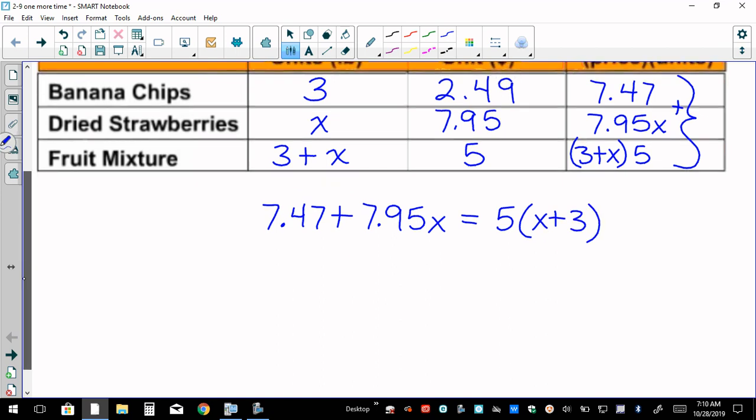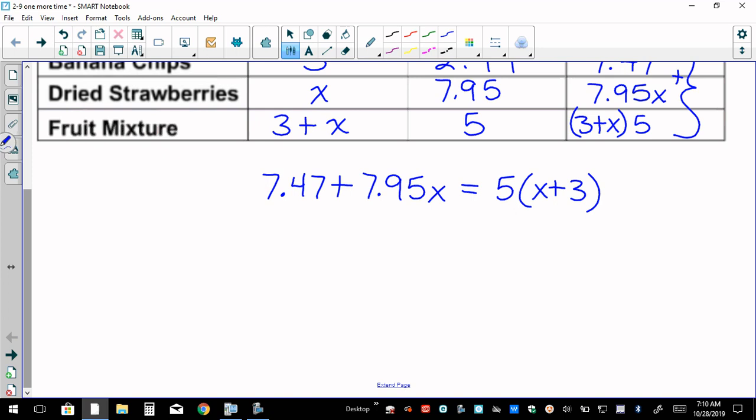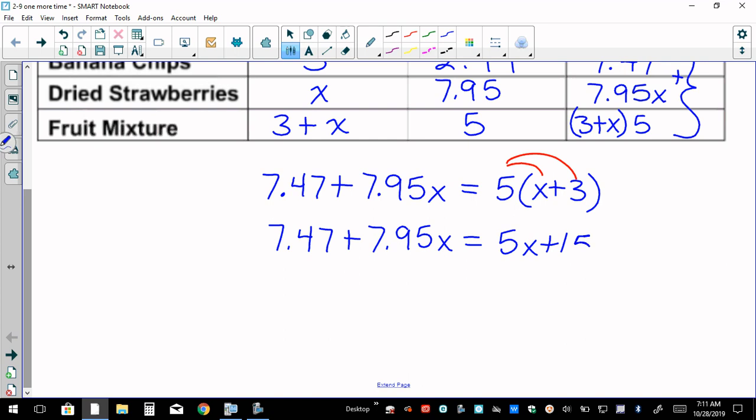Okay, now, first thing we need to do here is distribute, okay? So I'm going to take that and that to there. Not going to do anything to this left side for right now. $7.47 plus $7.95x equals 5x plus 15.